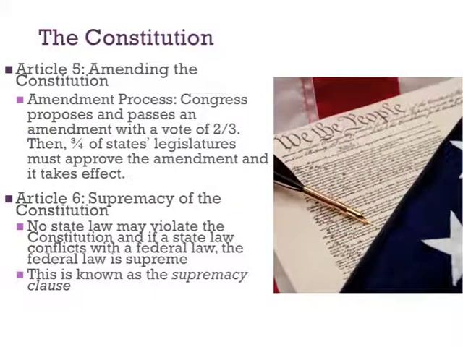Article 5 deals with the amendment process. The Constitution can be amended. It's been amended for 27 individual amendments. How it happens is Congress will propose an amendment, and then it has to have a 2/3 vote of both houses of Congress to approve the amendment. After that, 3/4 of the state legislatures have to also approve the amendment for it to take effect.